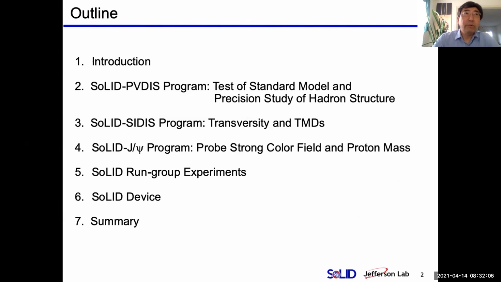I will start with a brief introduction, and then I will go on with the three main physics programs: parity violation DIS and semi-inclusive DIS, which is mostly to study TMDs, and also the J/psi threshold production program. This is to probe the strong gluon field and relate to proton mass. These are the three main programs, and we also have quite a number of run group experiments running together with these three main programs. And then near the end, I will give a brief introduction of the layout, device, and the status of the detectors. Then I will summarize.